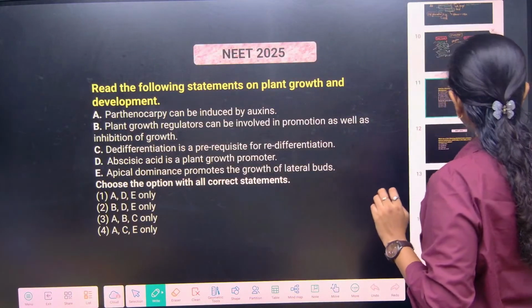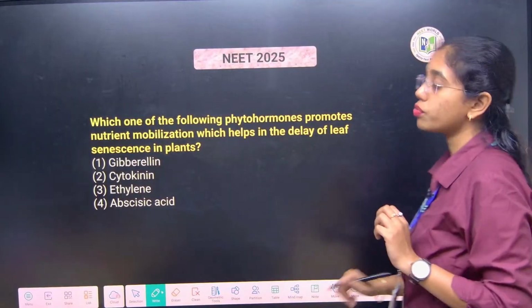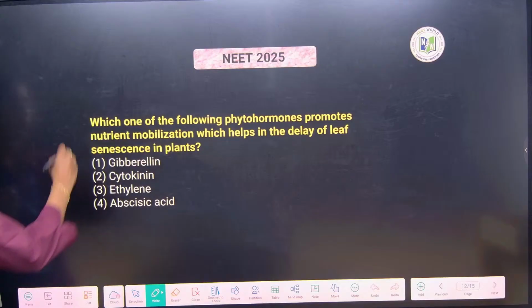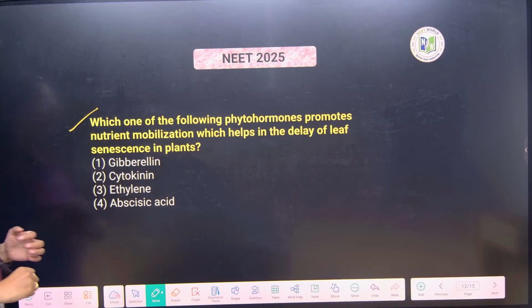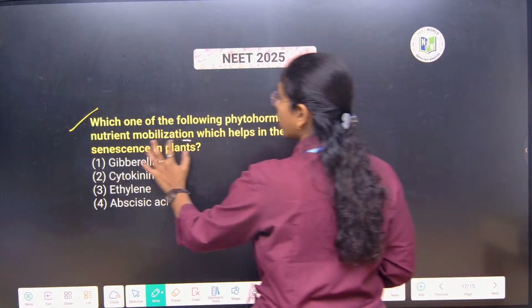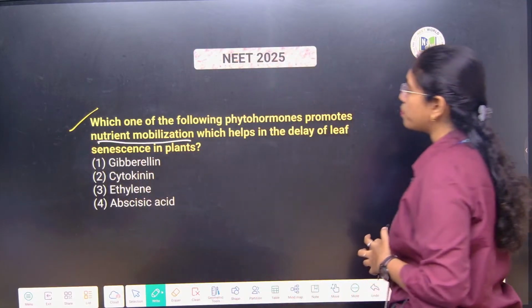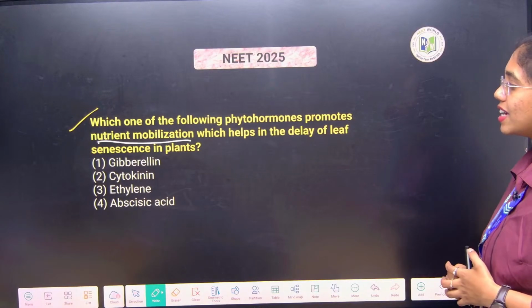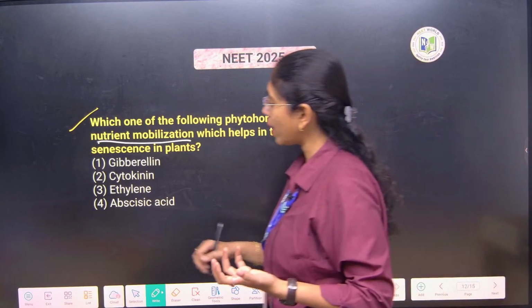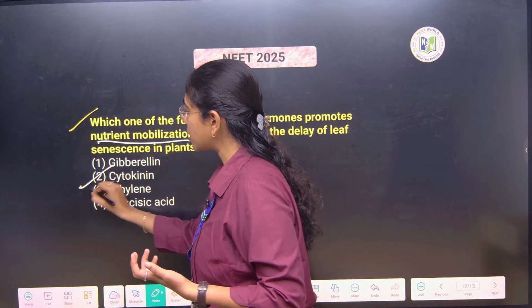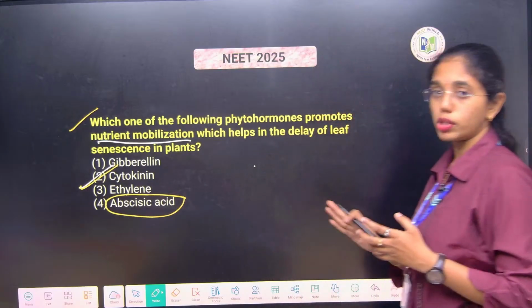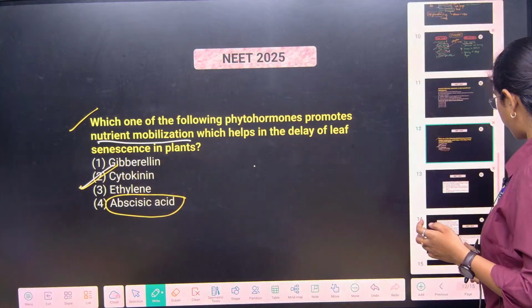Now, we will look into a few of the NEET PYQs where the questions are being asked from phytohormones. First question, which one of the following phytohormones will promote the nutrient mobilization which helps in the delay of leaf senescence in plants? Nutrient mobilization is promoted by cytokinin and it is inhibited by what? Abscisic acid. Very simple and direct question from the NCERT.